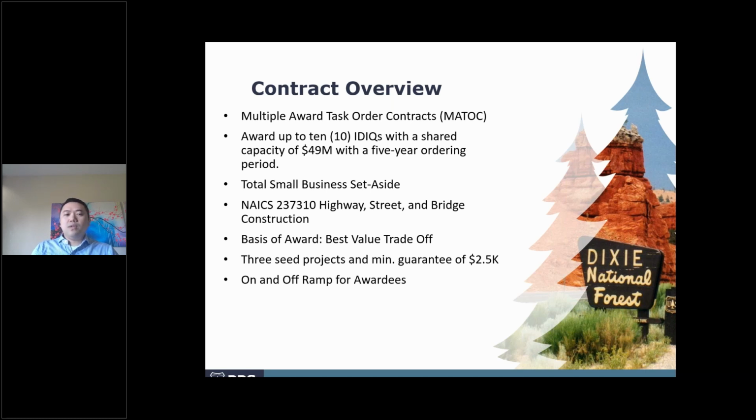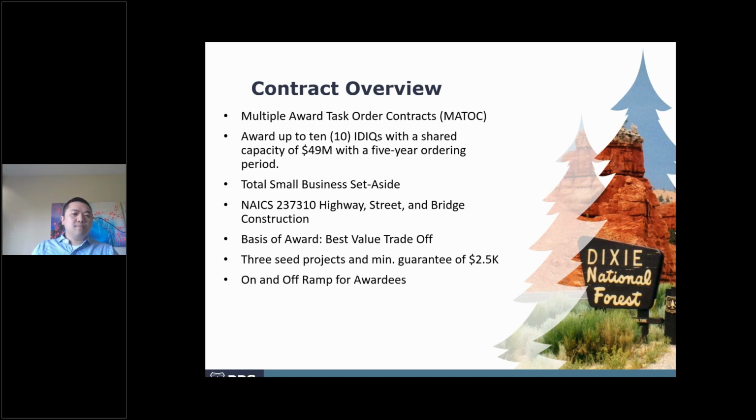And for those who don't win a seed project, they'll receive a minimum guarantee of $2,500, which makes the contract official in the sense that it receives consideration, and it's kind of our way of saying thanks for your burden of providing a proposal for a MATOC. If for some reason 5 years pass and the awardee doesn't win a project, at least they have a little consolation prize. So there's that.